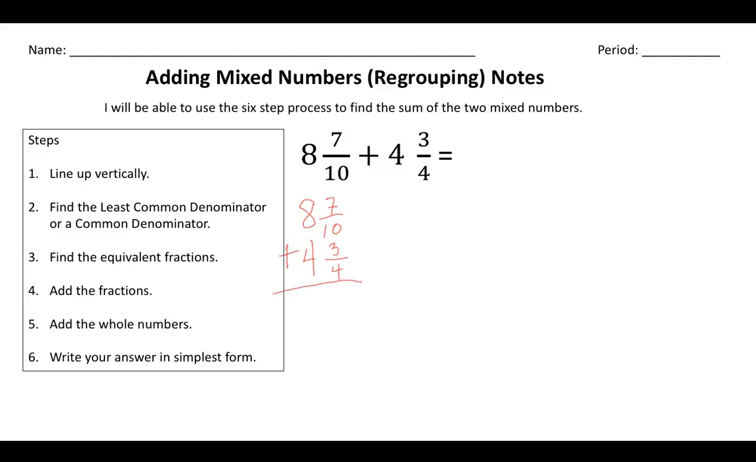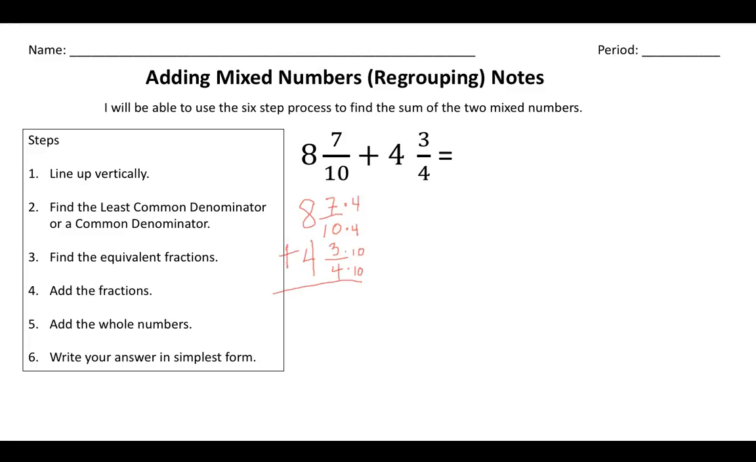Now again, we are going to find the least common denominator or a common denominator between the two. If you remember, we can use that cheat code by looking at the opposite fraction's denominator. So we're going to do 10 times 4 and 7 times 4. And for this fraction down here, we're going to use the denominator of 10. So 4 times 10 and 3 times 10.